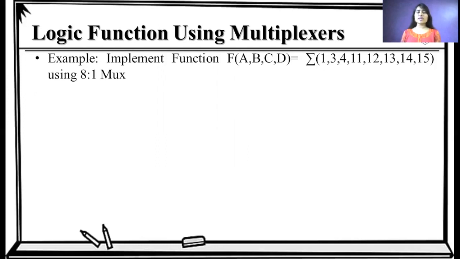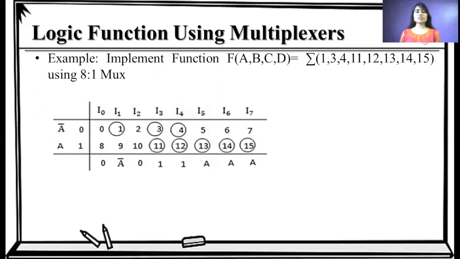So first decide: we have a total of 4 variables, and for 4 variables consider one variable as a data variable and the other variables as selection line variables. So here we consider A as the data variable and B, C, D as the selection line variables. Now, as A is the data variable, we first have to decide the inputs for this 8 cross 1 multiplexer. So how can we calculate the input conditions for this 8 cross 1 multiplexer?